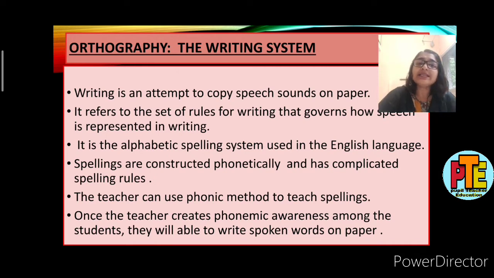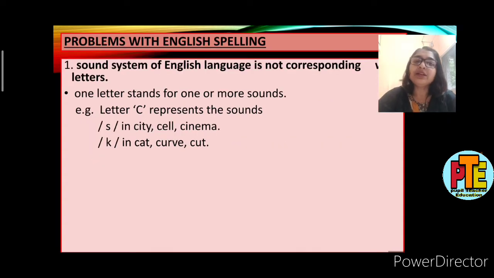So here we can say that all these are the aspects that are included in orthography. Here we learn why the students make mistakes in writing correct spelling. The first reason could be that the sound system of the English language does not correspond with letters. One letter stands for one or more sounds.